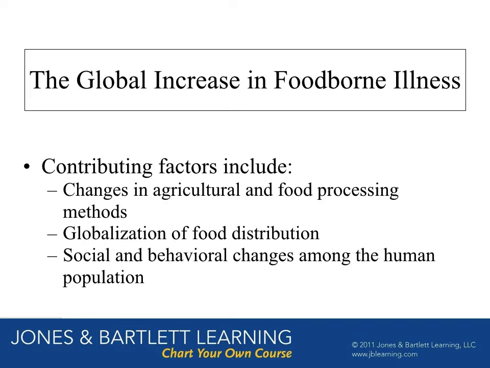Why do we see that? We see that because agriculture and food processing methods have changed. And so we have large-scale agriculture versus small home and farm agriculture. We have food processing on large scales that can introduce or be a place for the introduction of foodborne illness. We see globalization of food distribution. And so food that's grown, produced, and potentially contaminated in one part of the world can easily and readily reach another part of the world.